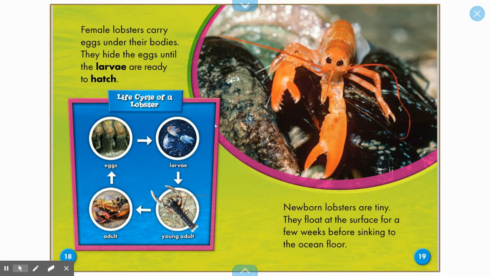Here is a chart which is titled The Life Cycle of a Lobster. I know this is a chart because it's a flow chart and it uses pictures and arrows to tell me about how a lobster started and then how it grows throughout its life. So first it starts as eggs, then they become larvae, then it becomes a young adult, and then it becomes an adult. And the adults lay eggs. So this is a life cycle, so it continues on and on and on.